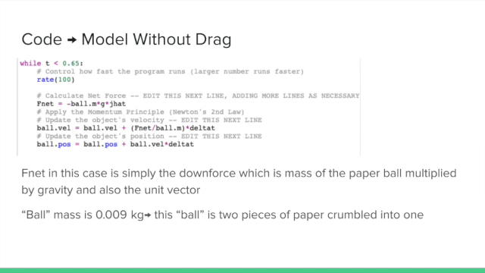So for the code for the model without drag, it required very little alteration. All it is that the net force is basically mass times gravity, and you also have to take in the unit vector of the position. The ball mass is 0.009 kilograms, and my ball was simply just two pieces of paper crumpled into one to give it a little more weight so we could see it.